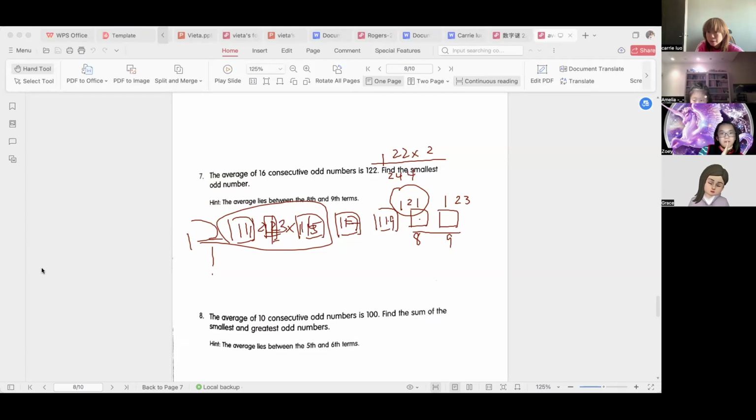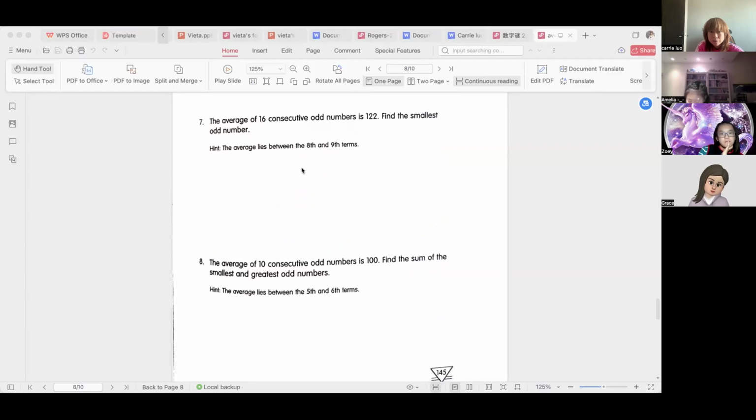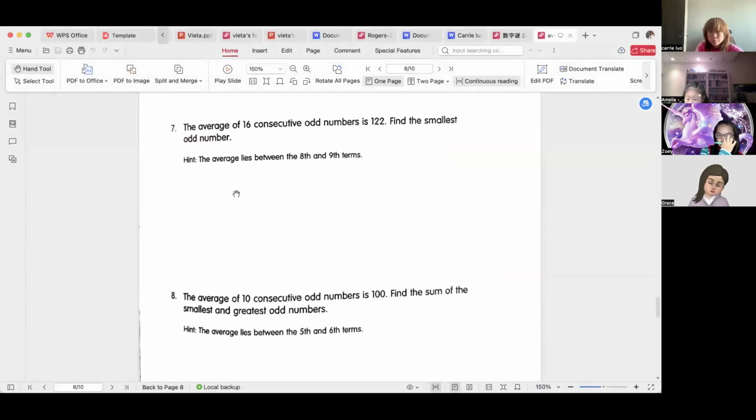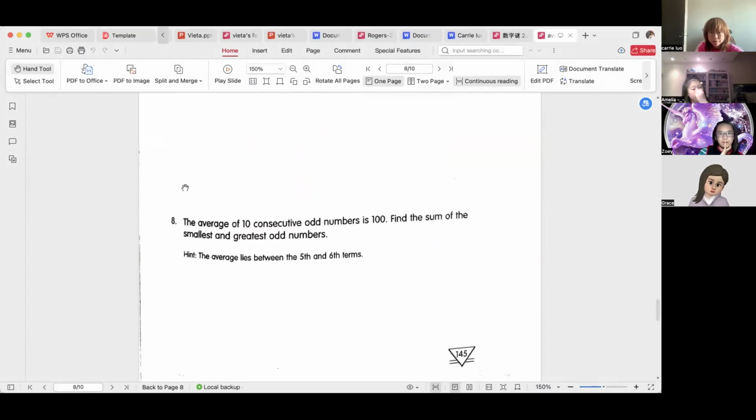Amelia? Okay, Zoe. So let's take a look at number 8. When you don't know the pattern of anything, to start with the smaller number is such a good method to do that. Okay, the average of 10 consecutive odd numbers is 100. Find the sum of the smallest and greatest odd number. So what does it mean? That means you want to find the first one and last one. This question is very easy. I already gave you a clue in the very early question if you understand.